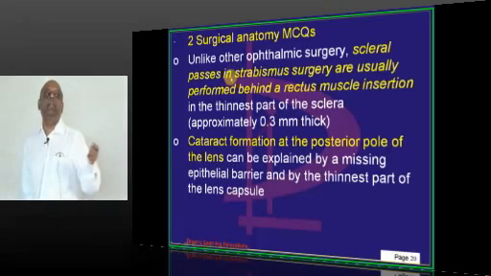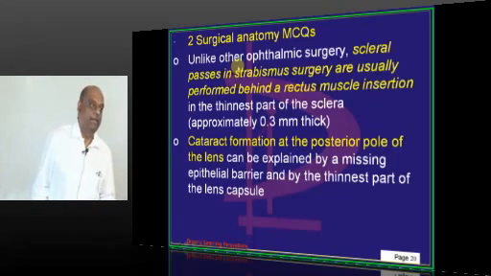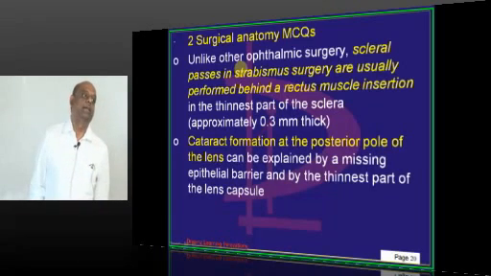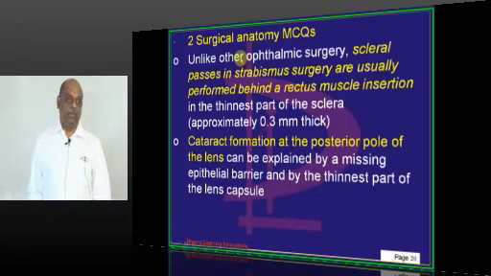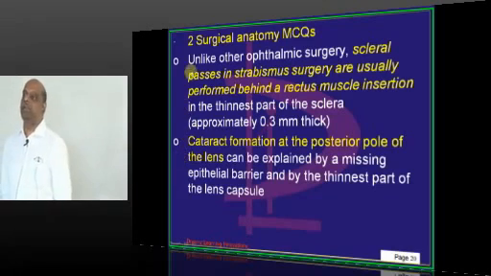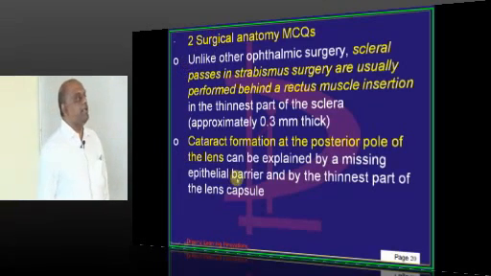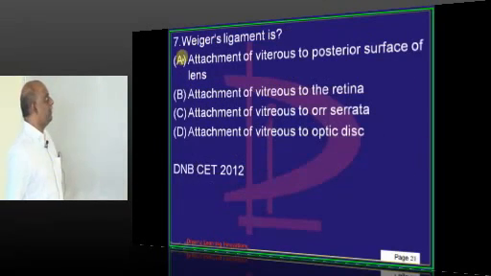Because of that, cataract formation is much more common along the posterior pole of the lens rather than on the anterior pole. That's the reason you should remember posterior pole is the thinnest part of the lens, is what I want to underscore.